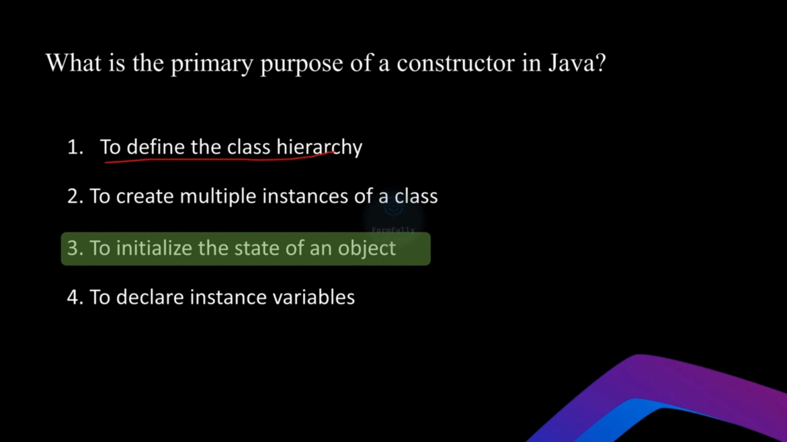To define the class hierarchy: this is not the primary purpose of a constructor. To create multiple instances of a class: constructors are used to create instances, but that is not their primary purpose. To declare instance variables: constructors are not used to declare variables, they initialize existing instance variables. So the correct option is to initialize the state of an object.